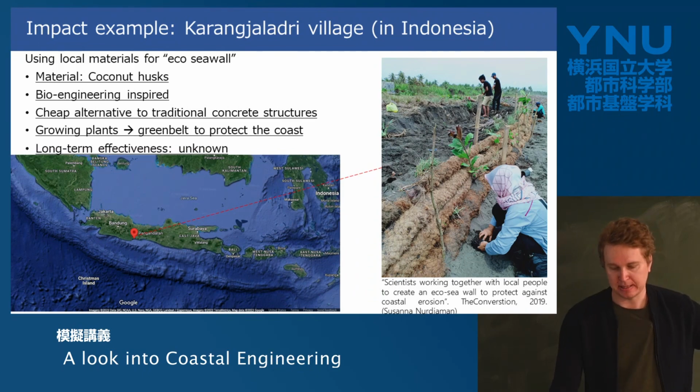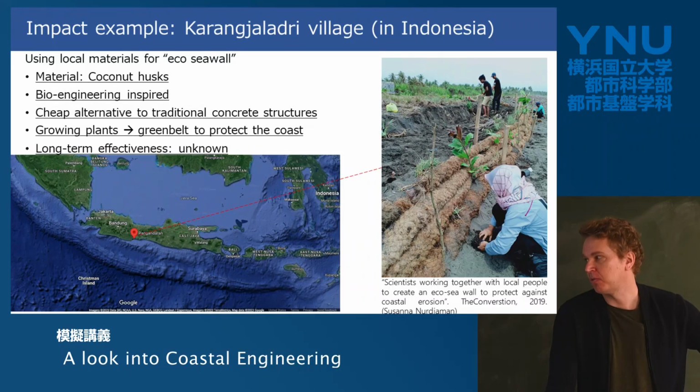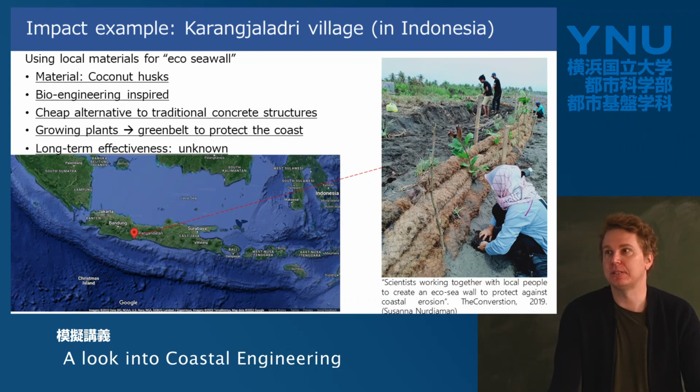Another example is from Indonesia, and I believe I cannot even pronounce this name. It's a Karangchaladri village. And it just shows an example of how different types of solutions, again, locally are being used. And in this case, for instance, coconut husks. So this is sort of a form of bioengineering, or like making a bioengineered seawall. And the idea over there as well is to use local traditional or like local resources, what we have in hand. So it can be sometimes bamboos even, and in this case it's coconut husks.